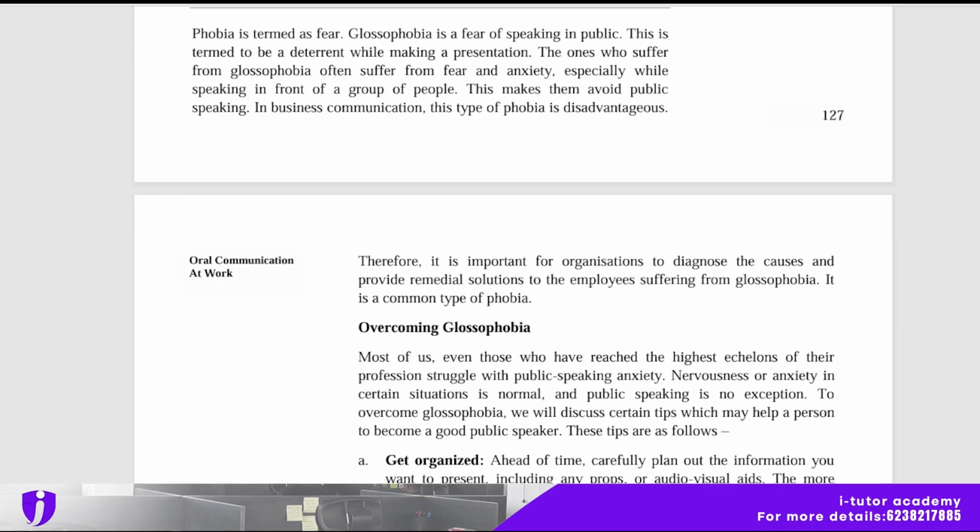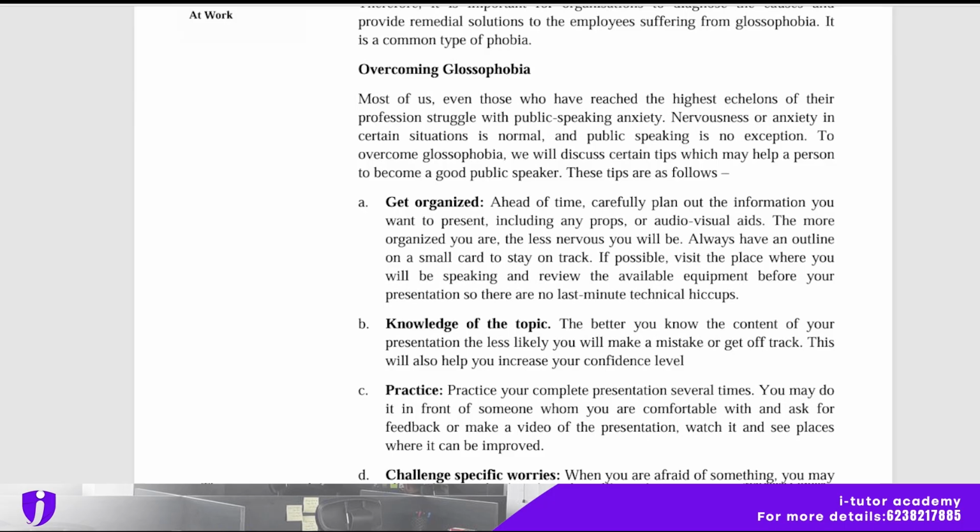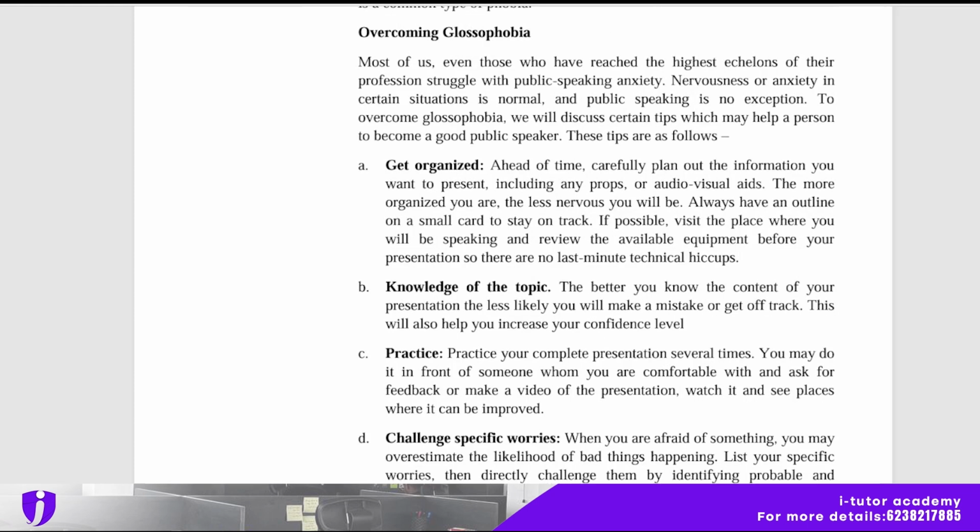In business communication, this type of phobia is a disadvantage, because in business you need to communicate in a group of people, right? So therefore it is important for an organization to diagnose the causes and provide a remedial solution to employees suffering from glossophobia. It is a common type of phobia. Most of us, even those who have reached the highest echelons of their profession, struggle with public speaking anxiety. Nervousness or anxiety in certain situations is normal, and public speaking is no exception. To overcome glossophobia, we will discuss certain tips which may help a person to become a good public speaker. These tips are as follows.